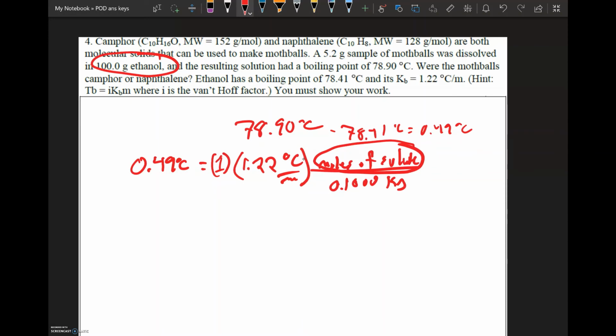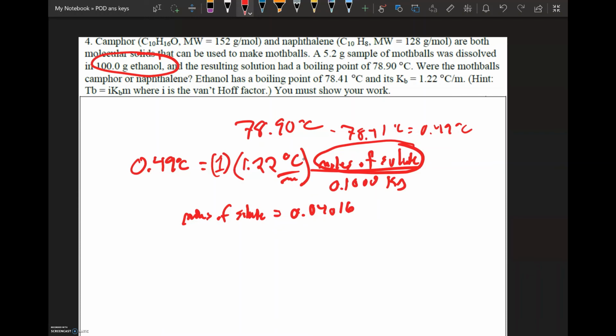So we have 0.49 divided by 1.22. Then we're going to multiply that by 0.1. And so the moles of solute is equal to 0.0406. Now, you might be saying, well, what's the next step?